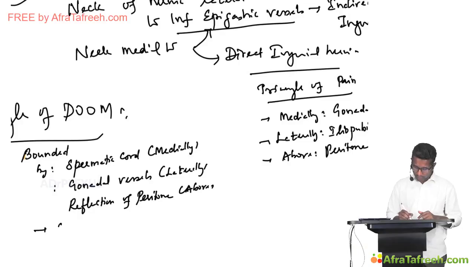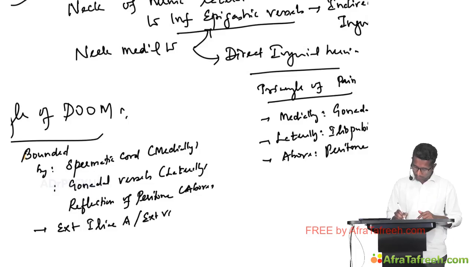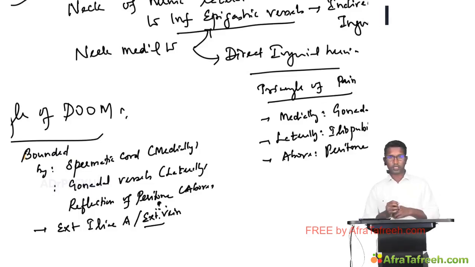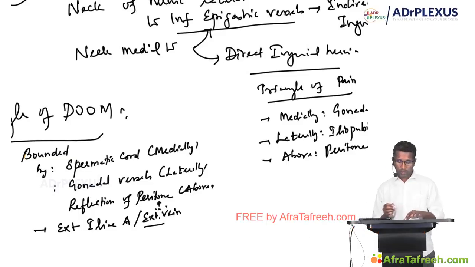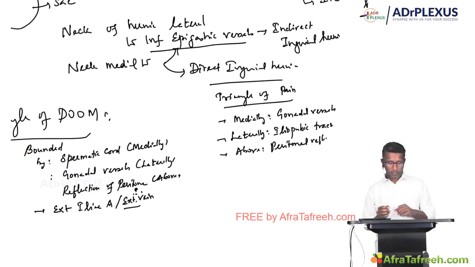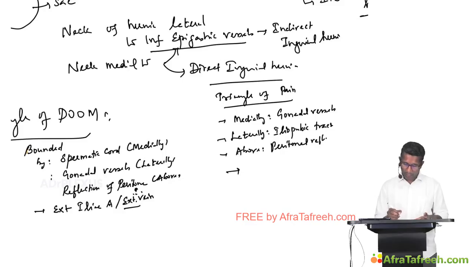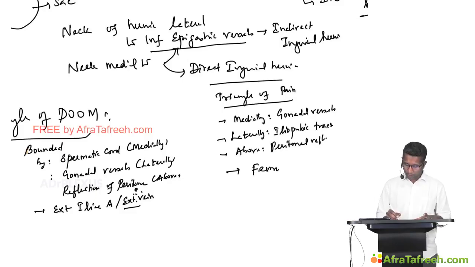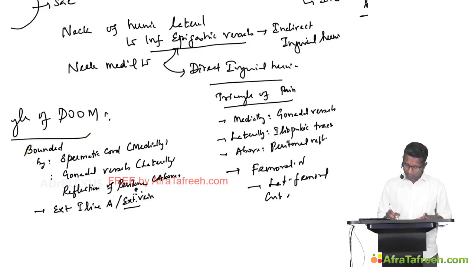Because you have two large vessels, the external iliac artery and the external iliac vein, when it gets ruptured, it causes profuse bleeding into the abdomen that can cause death of the patient. Now what is present in the triangle of pain? In the triangle of pain, you have the femoral nerve and the lateral femoral cutaneous nerve of the thigh.